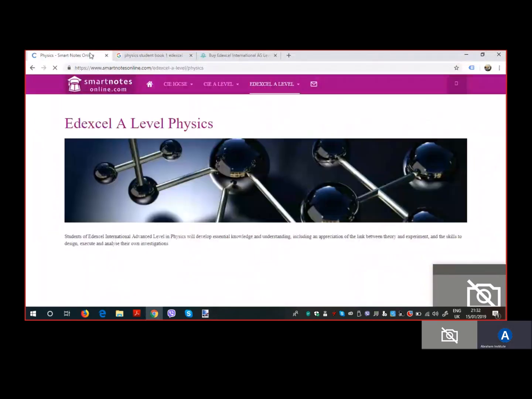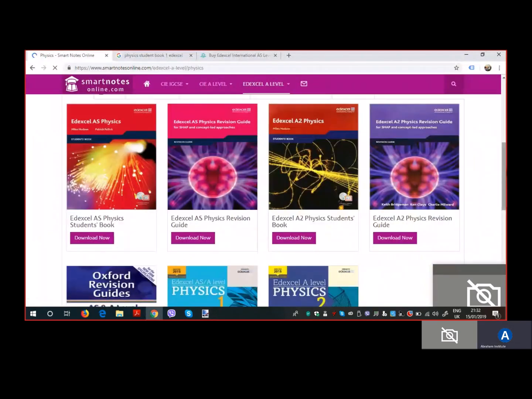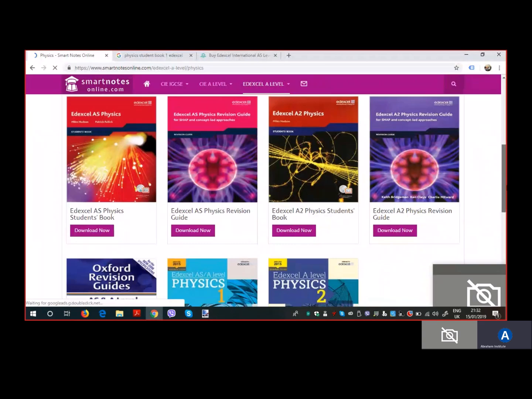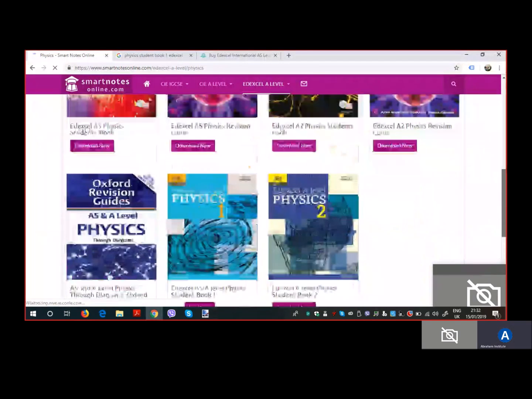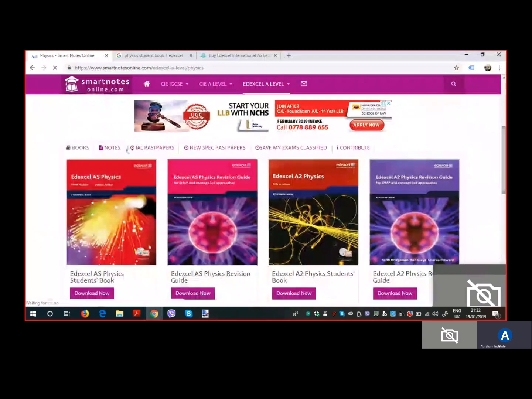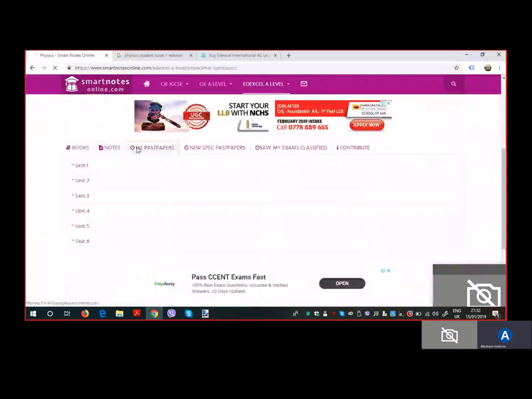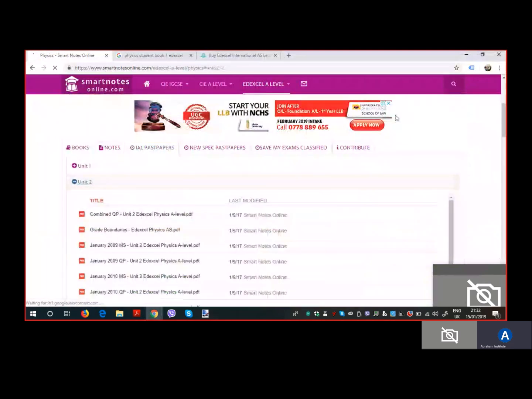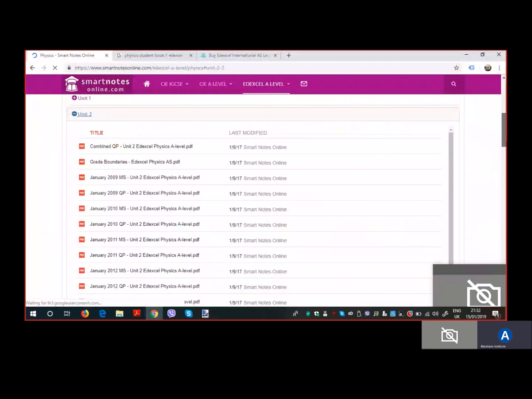Now here also, I don't think this book is available on this website, Smart Notes. See, it's not there. Yeah, you can also download the past papers from this website. See, IAL. You click here, and then you can download by unit. They also upload the latest past papers.